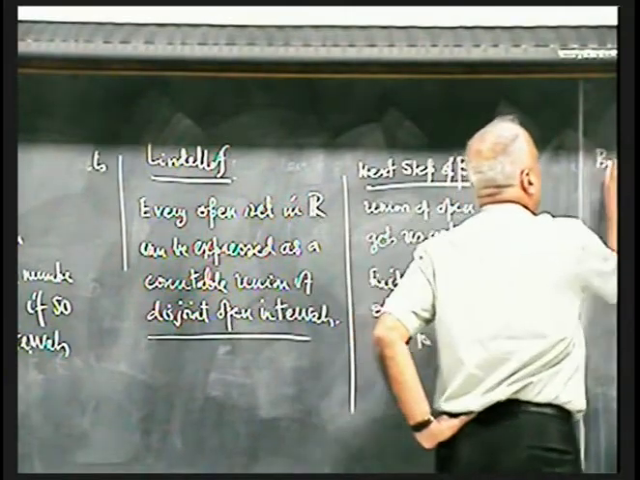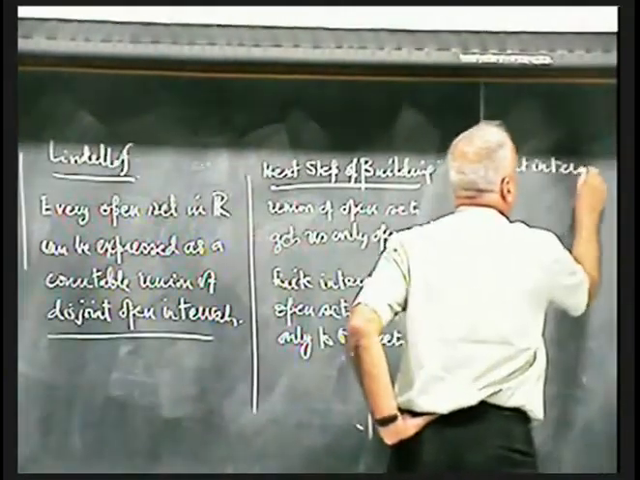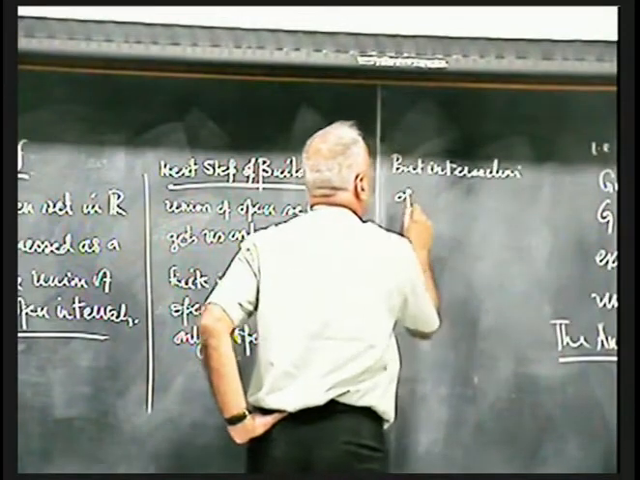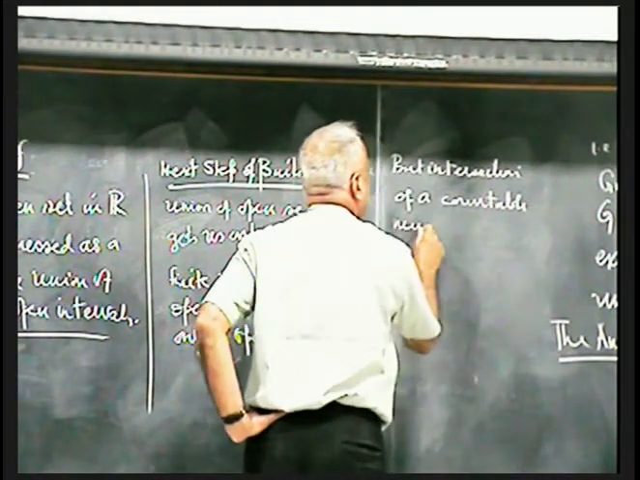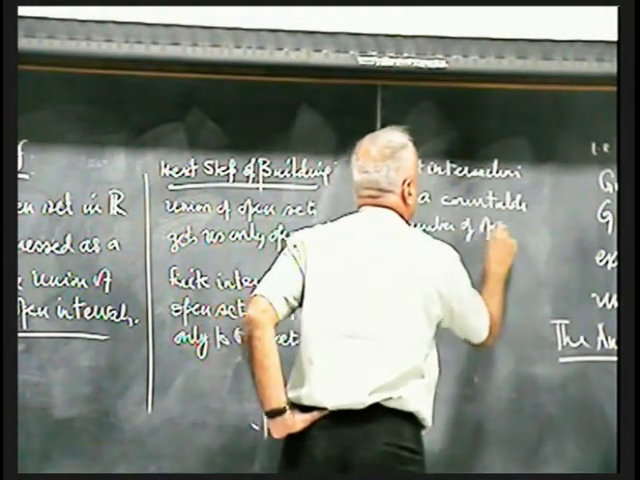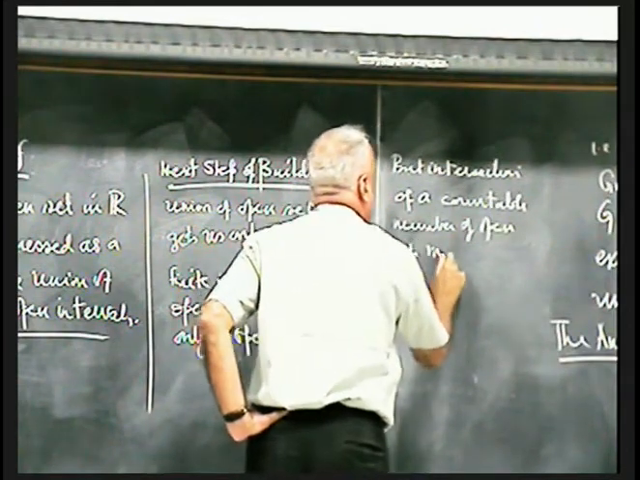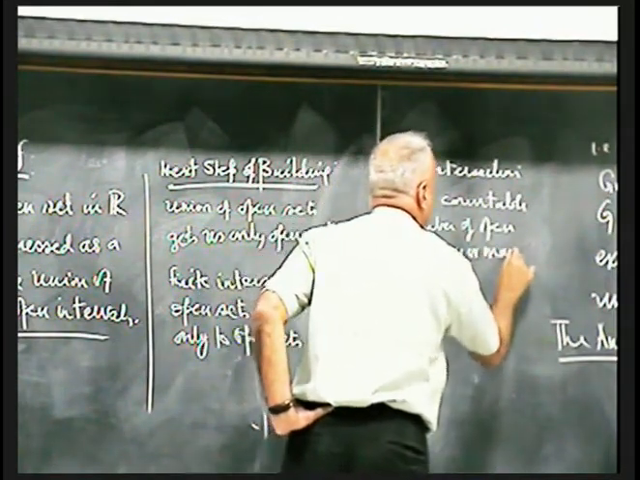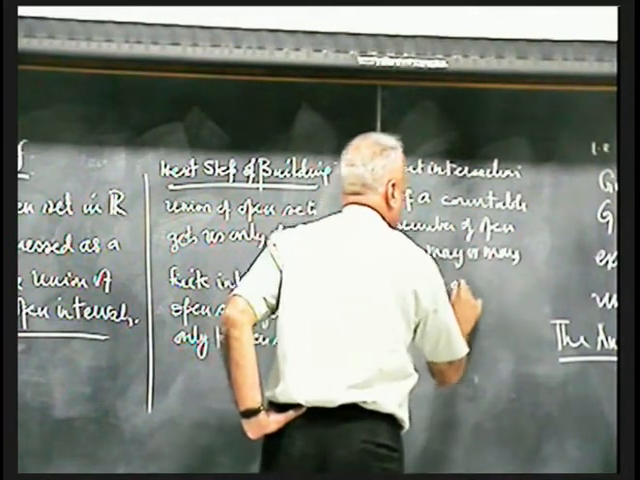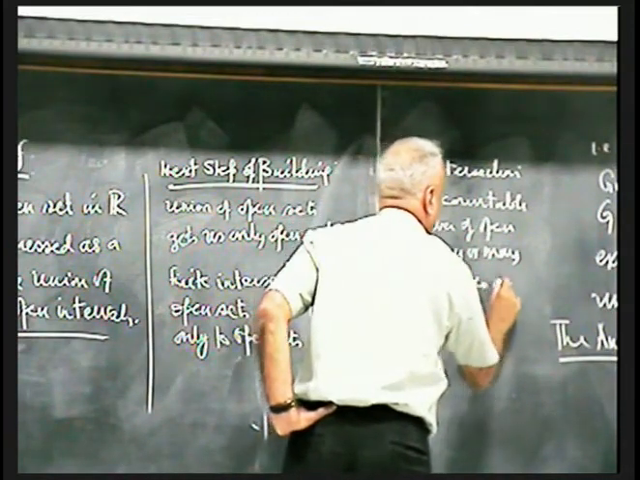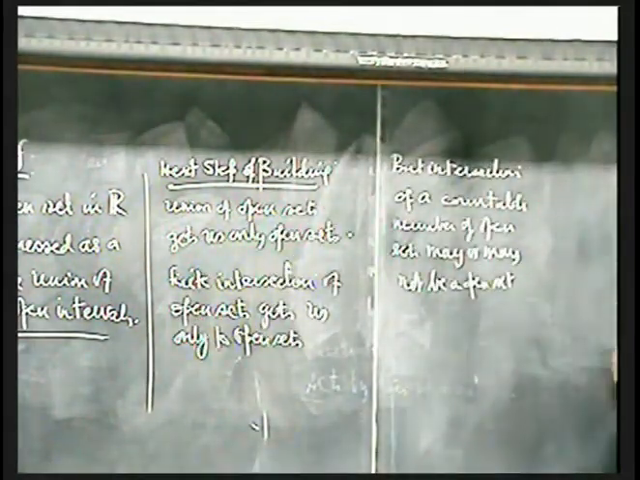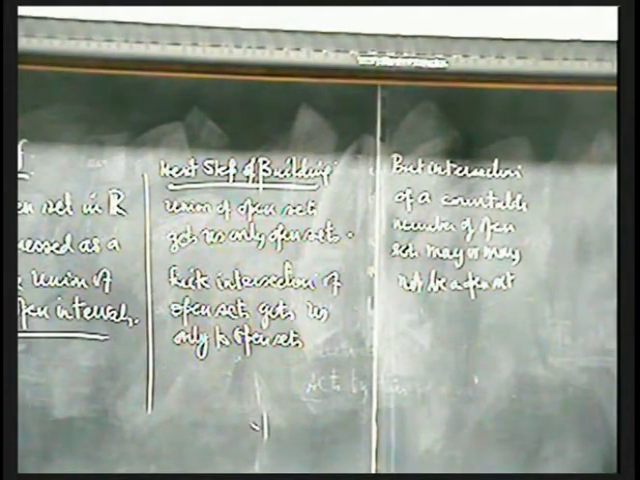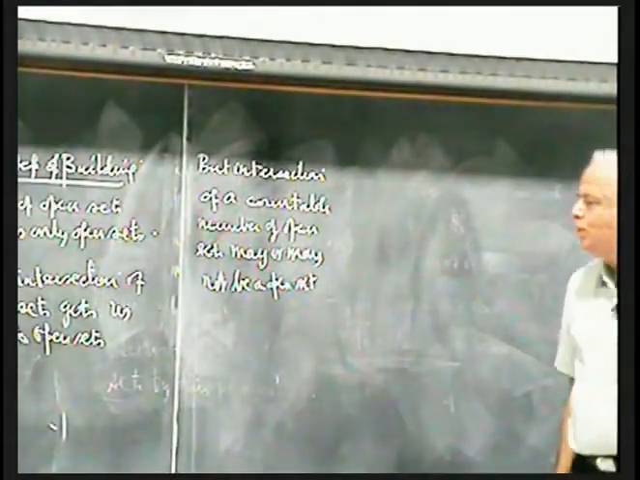But intersection of a countable number of open sets may or may not be an open set. So this process of intersecting a countable number of open sets is something that's going to be new. So we give a name.